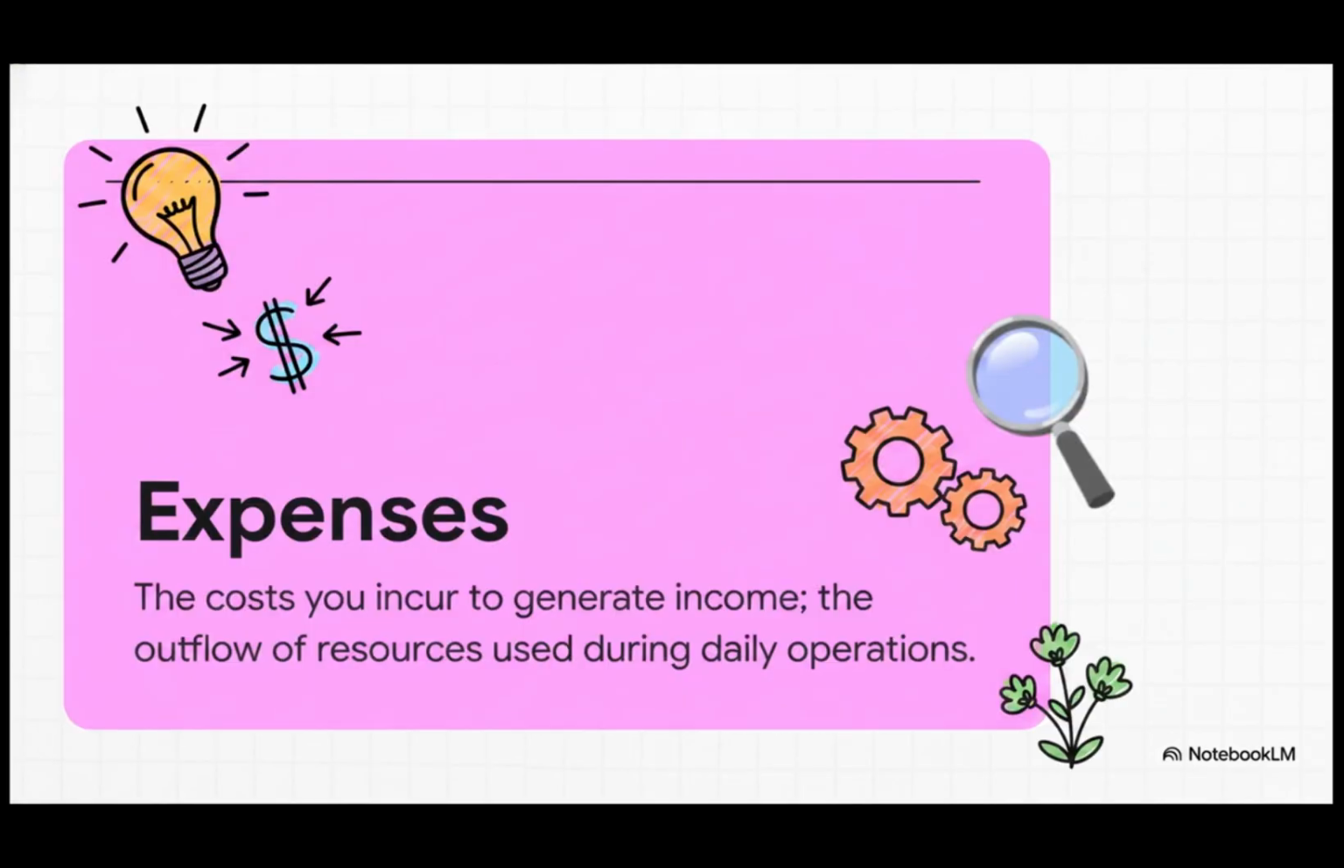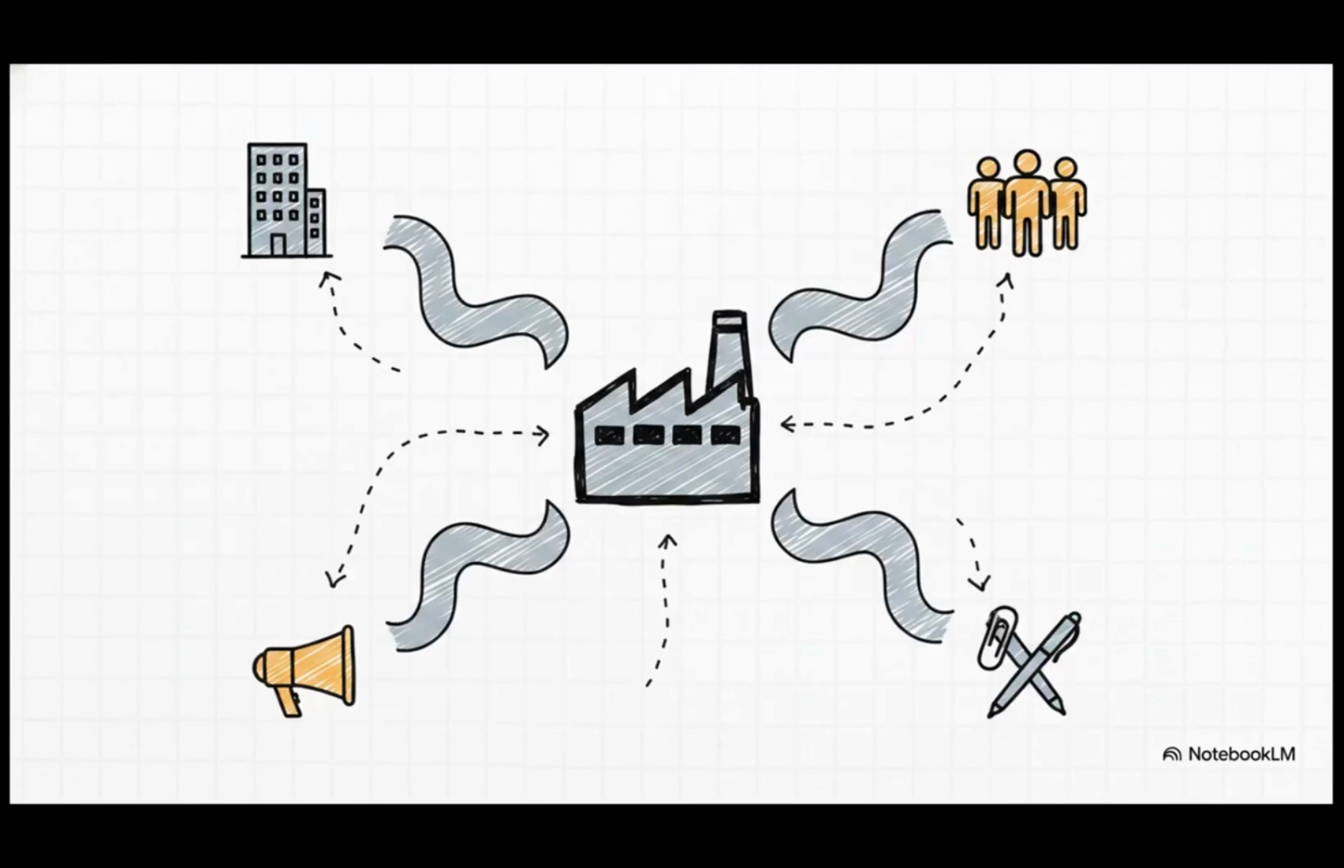And finally, our fifth and final bucket, expenses. You know that old saying, you have to spend money to make money? Well, that's exactly what expenses are. They are the cost you have to pay to keep the lights on and to generate all that income we just talked about. This bucket is filled with all those necessary outflows. We're talking about things like rent for your office, the salaries you pay your team, the money you spend on advertising to get new customers, and even the small stuff, like office supplies.